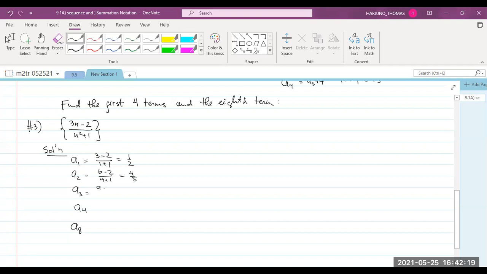When n equals 3, 9 minus 2 over 9 plus 1. That is 7/10. A4, that's 12 minus 2 over 16 plus 1. That's 10 over 17. And the 8th term will be 24 minus 2 over 64 plus 1, 22 over 65. It is that simple.